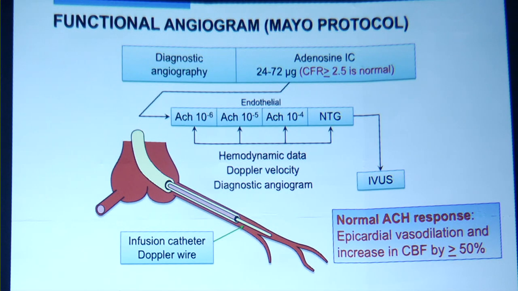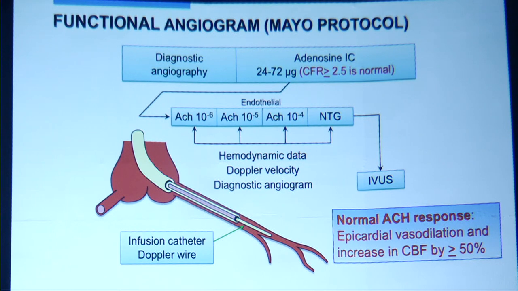This is a protocol that we use in our lab, and it's been going on for over two decades now, where we bring in a microcatheter into the LAD, put a Doppler wire through it. The Doppler wire allows us to measure velocity, and if you have velocity and diameter of the vessel, you can measure flow. And that's how we assess the microcirculation, by measuring continuous flow. And we have a standardized protocol. We give adenosine to measure coronary flow reserve. Adenosine, as you know, is a maximal dilator. So 2.5 or above is considered normal. Anything less than that is one measure of microvascular dysfunction.